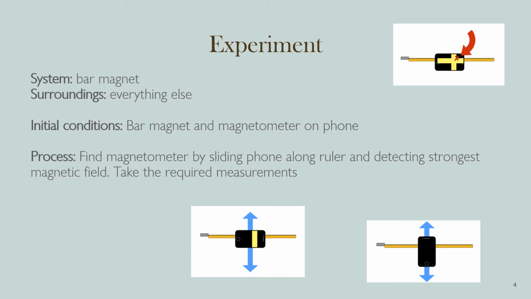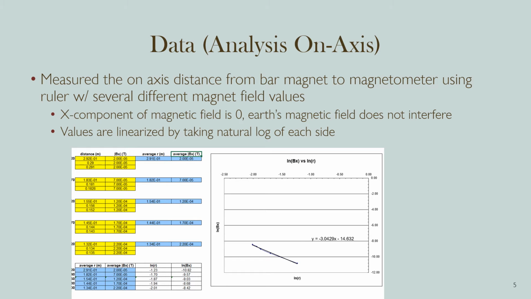During the experiment, the system was the bar magnet and the surroundings were everything else. Our initial conditions were the bar magnet and the magnetometer on the phone, and the process was that we found the magnetometer by sliding the phone along a ruler and detecting the strongest magnetic field, and then we took the required measurements. We had two different sets of data, the analysis on axis and the analysis off axis.